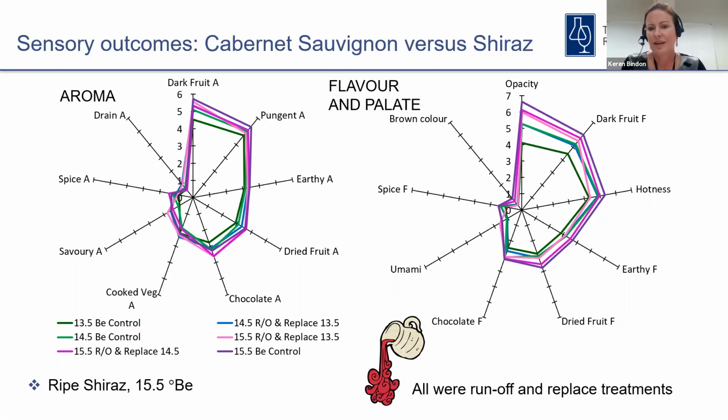Irrespective of that, especially for the treatment that received the least water addition, there were clear differences from the earlier harvests, and it was really much closer to that latest harvest. So overall, changes could be said to be small, with the exception of the opacity losses and hotness.